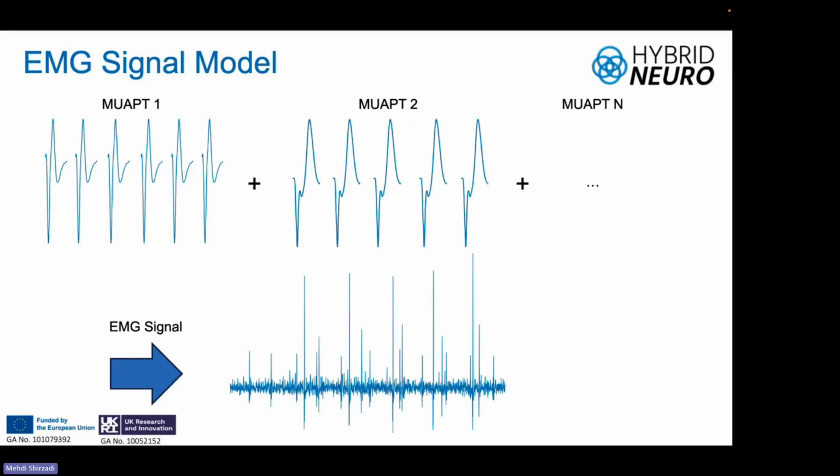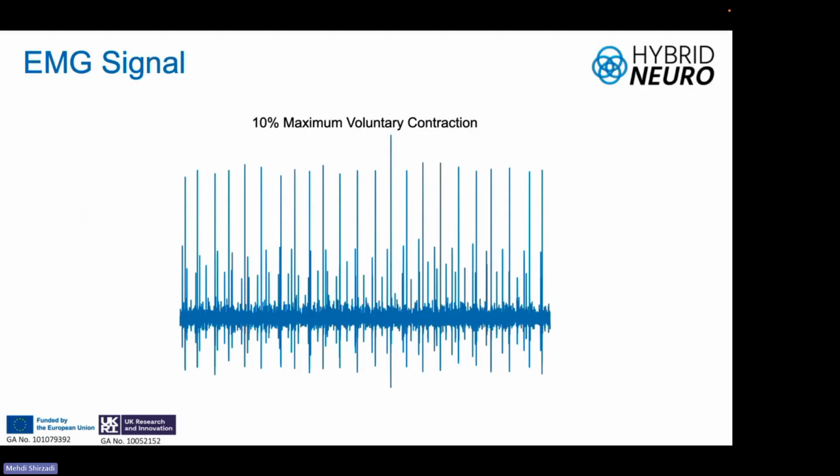After using this convolutive model, we sum all of the motor unit action potentials together, and we create the EMG signal. If we create this EMG signal at a low percentage, for example 10% maximum voluntary contraction, you can see that spikes are really clearly visible, and maybe it's really good for template matching. If we have only one channel, we can more or less find by eye the location of different motor unit action potentials, and template matching will work well.